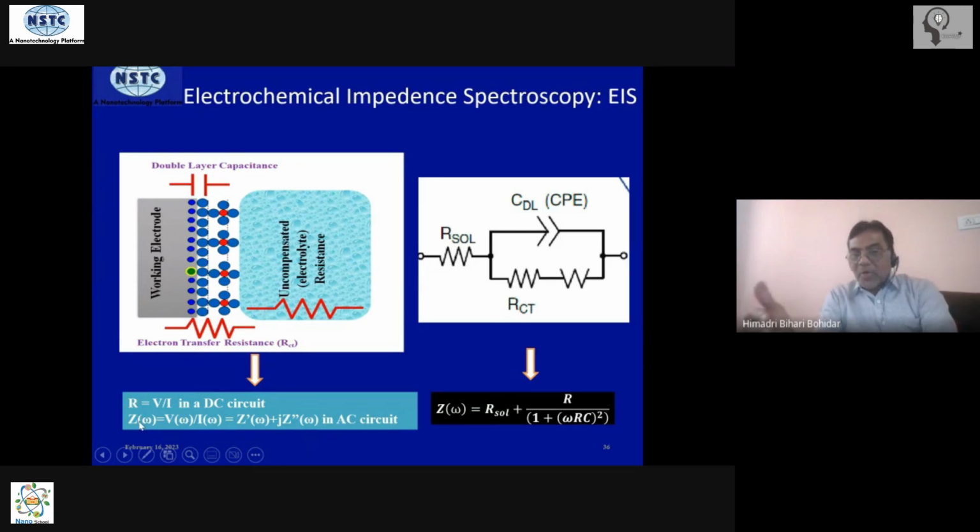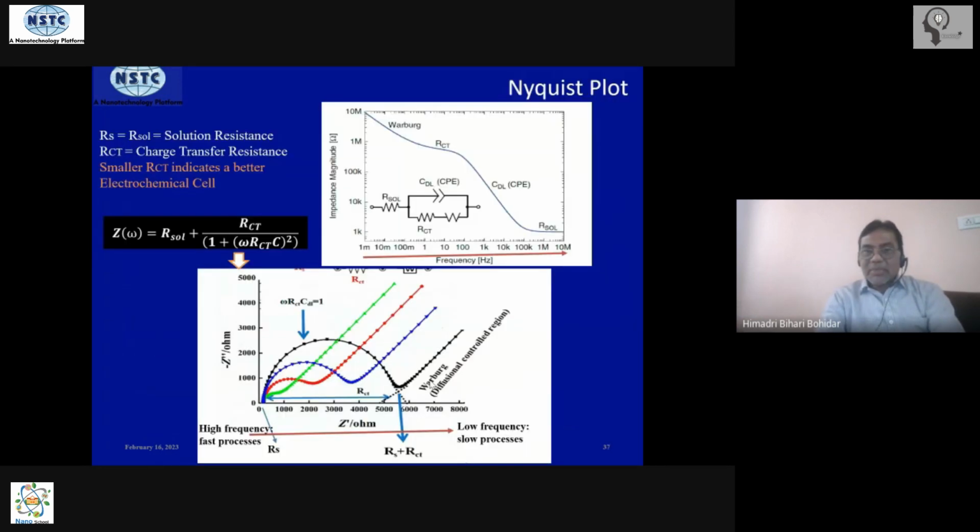It impedes the flow of current, and that value is given here with the circuit parameters: the solution resistance, the charge transfer resistance, the frequency, and the capacitance of this dielectric layer here. So this is another way of looking at it. Either look at the voltammogram that I showed you, or you look at the impedance of the cell. People also analyze the impedance of the cell to try to get the same information.